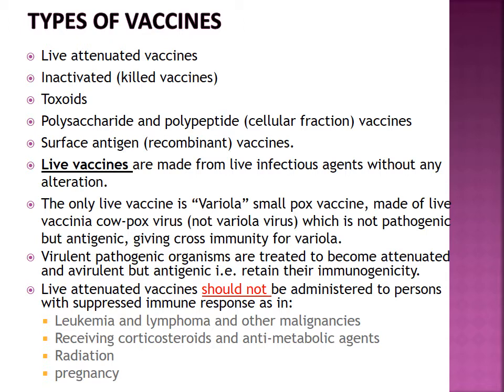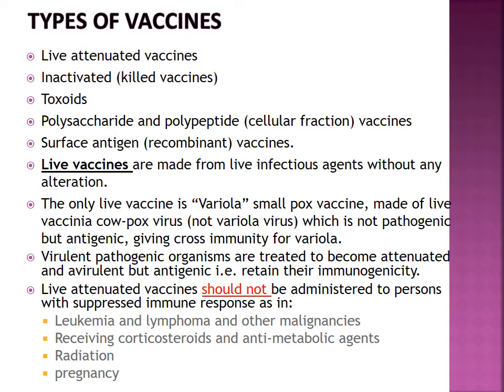The only live vaccine is the variola or smallpox vaccine, which is made from live vaccinia, because vaccinia, or cowpox, is a virus that cross-reacts, having a similar antigenic composition to variola, and it is not pathogenic to humans. So the vaccinia virus can be used to give protection and solid immunity against variola, as the smallpox vaccine. The virulent pathogenic organisms are treated to become attenuated and avirulent but antigenic, retaining their immunogenicity.